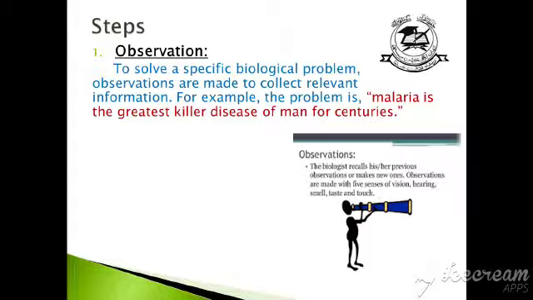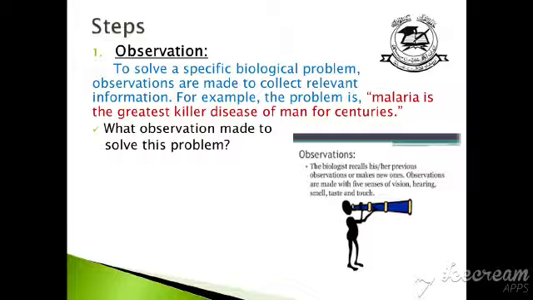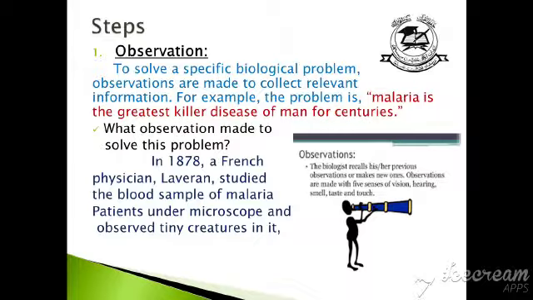For example, look at the problem. The problem was: malaria is the greatest killer disease of man for centuries. Now, what observation was made to solve this problem? In 1878, a French physician, Laveran, studied the blood samples of malaria patients under a microscope and observed tiny creatures in it that were not present in healthy people's blood. These creatures were later named plasmodium. That was the observation to solve the problem of malaria.